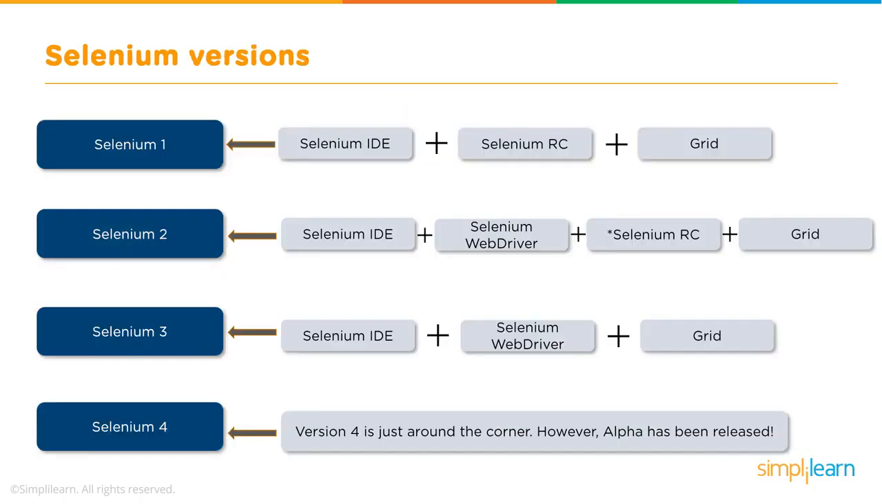To summarize the Selenium versions, Selenium version 1 comprised of an IDE, RC and grid. As we discussed earlier, RC was on its path of deprecation and WebDriver was taking birth. So Selenium 2 had an earlier version of WebDriver and also RC existed. From 3.0 onwards, RC was completely removed and WebDriver took its place.